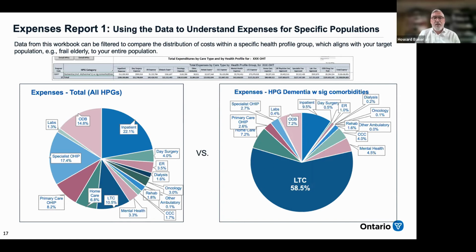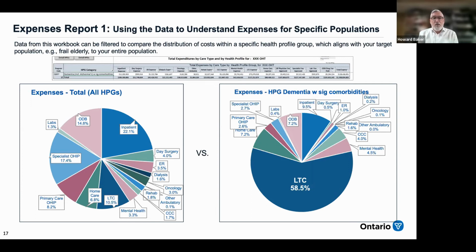Now, when examining these pie graphs, also keep in mind that these numbers are descriptive only, and they're not meant to be prescriptive. As I mentioned earlier, these expenses have not been risk adjusted, so some of the differences may be due to the fact that different proportions of age and sex occur between the overall population and the target population. So obviously, if we're looking at dementia with significant comorbidities, they tend to be elderly patients, more female, so that may account for some of the differences you're seeing between the two pie charts.